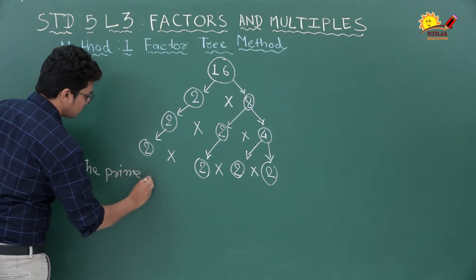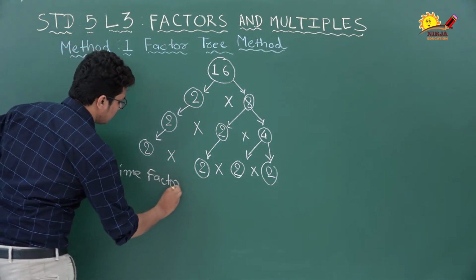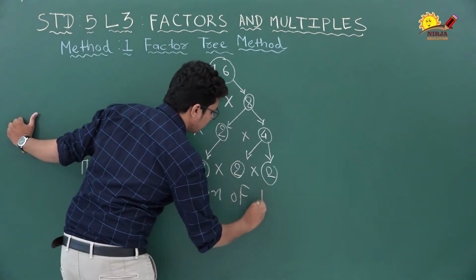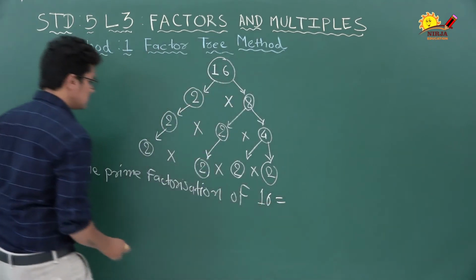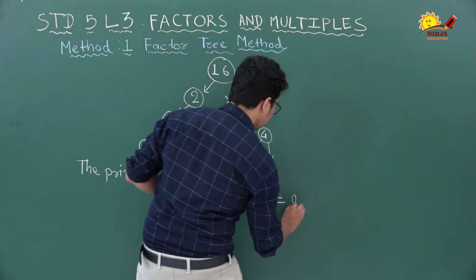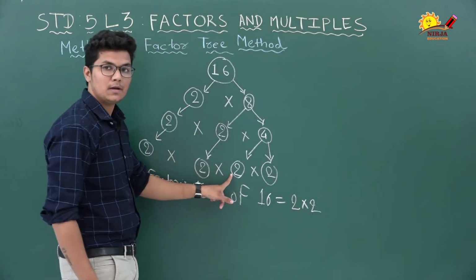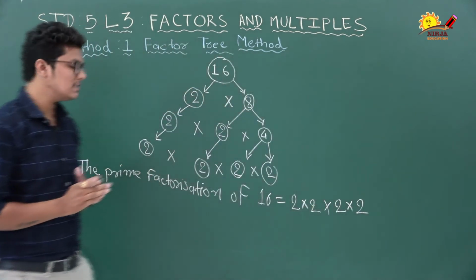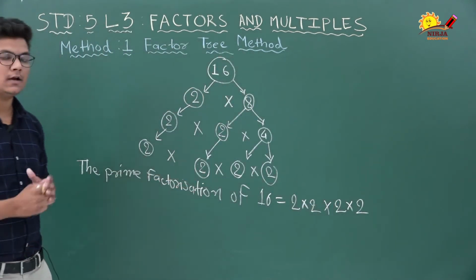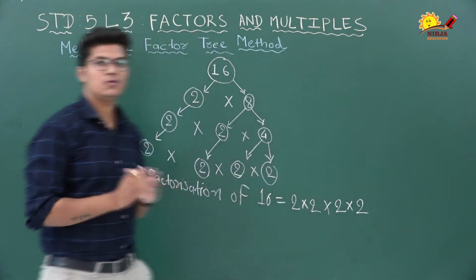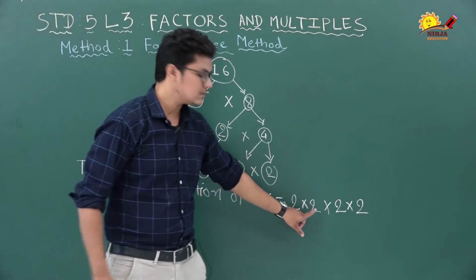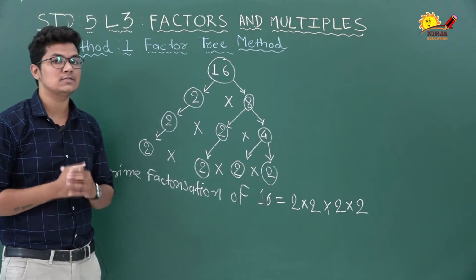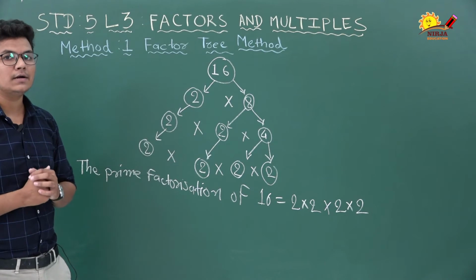Prime factorization of 16 equal to, what is the answer? 2 multiplied by 2 multiplied by 2 multiplied by 2. Okay, so this is the answer. The prime factorization of 16 equal to 2 multiplied by 2 multiplied by 2 multiplied by 2. Okay, 2 2s are 4, 4 2s are 8, 8 2s are 16. So this is how we do prime factorization of a number using the factor tree method.